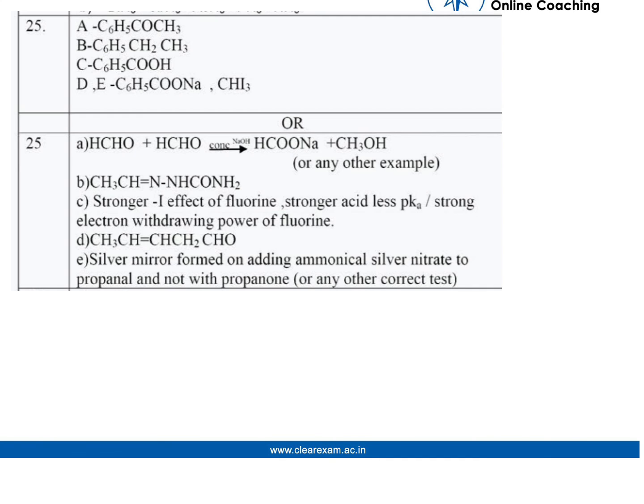Moving to E part, how can you distinguish between propanol and propanone? Silver mirror is formed on adding ammoniacal silver nitrate to propanal and not with propanone. Propanal forms a silver mirror on the reaction with Tollens reagent, whereas propanone is not oxidized by Tollens reagent.